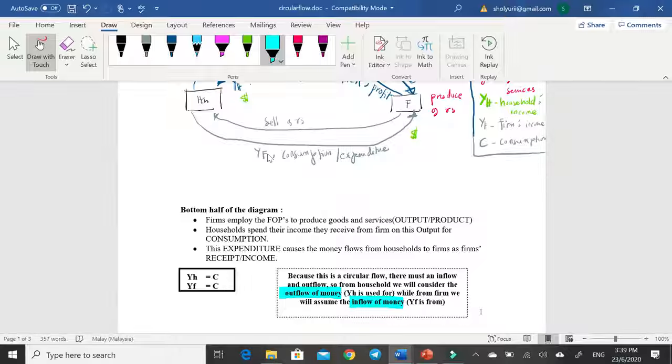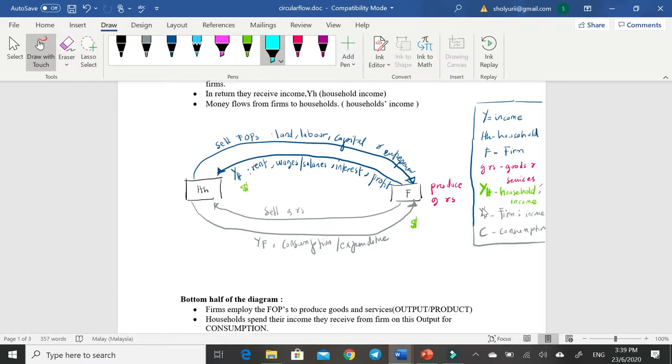Manakala YF, pendapatan untuk firm, daripada mana dia dapat, is also equals to C. Bila household berbelanja, inilah pendapatan yang firm dapat. Sebab tu YH equals to C, YF is also equal to C. Household menggunakan duit dia untuk berbelanja, firm dapat duit dia daripada perbelanjaan household. Sebab untuk firm kita tengok duit masuk, untuk household kita tengok duit keluar. Okay, hopefully you are okay with that.